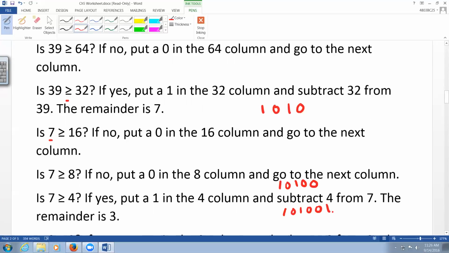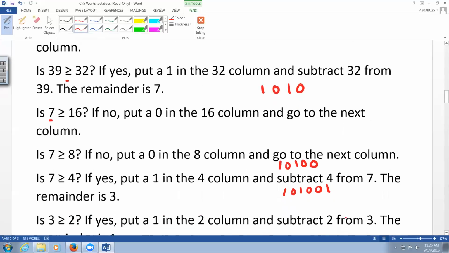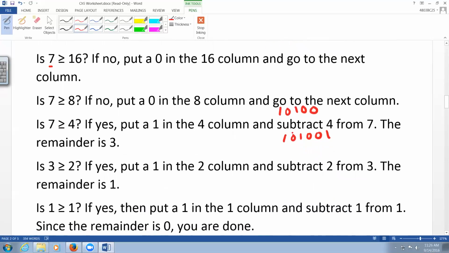Okay. So we subtract that out. We have 3. Is this 3 greater than 2? Yes. 1, 1. And then we have 1 greater than or equal to 1. Yes. Okay. So that would be our number, going from decimal to binary.